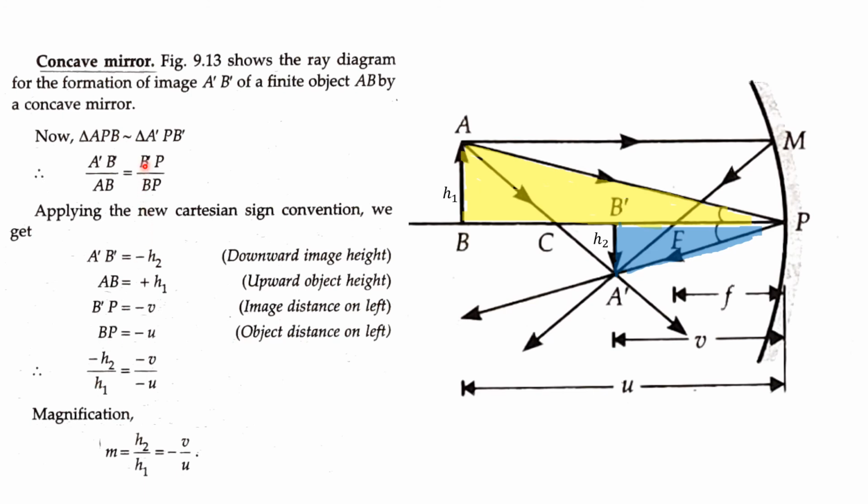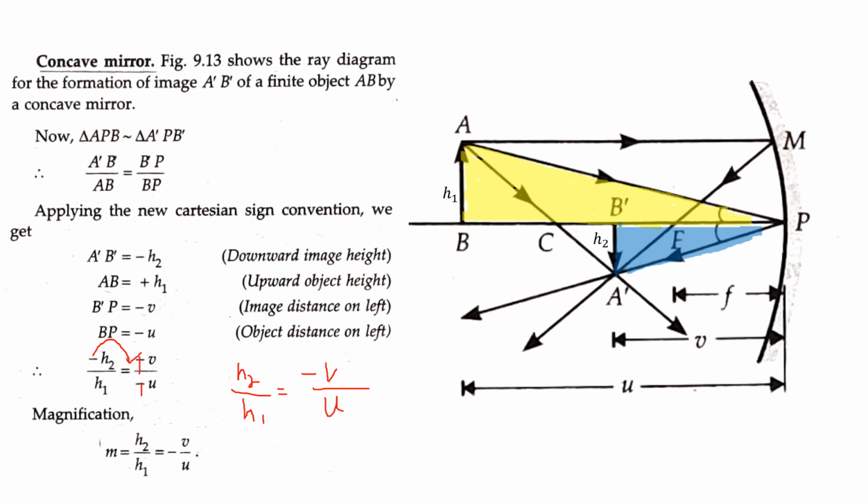Next, your B dash P is your image distance, minus v. So instead of B dash P, I'll write minus v. Now the next one, BP, represents your object distance, which is minus u. So instead of this one, I can write minus u. This minus and this minus get cancelled, but I can send this negative sign here. So instead of this, I can write h2 by h1. If I send the negative sign to the other side, it will be minus v upon u.